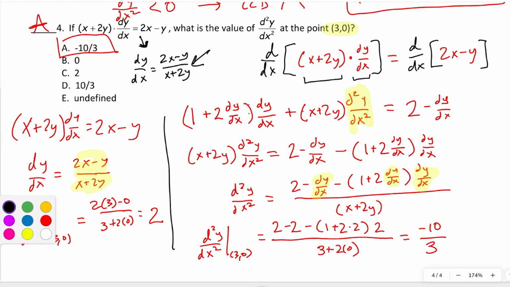There is a secondary way you could find that second derivative. You can do it the way I did it, which is to do implicit differentiation, differentiate both sides. Or alternatively, you could have solved for dy/dx initially and then just differentiated that on both sides and used the quotient rule. Either way, you should get the right answer.